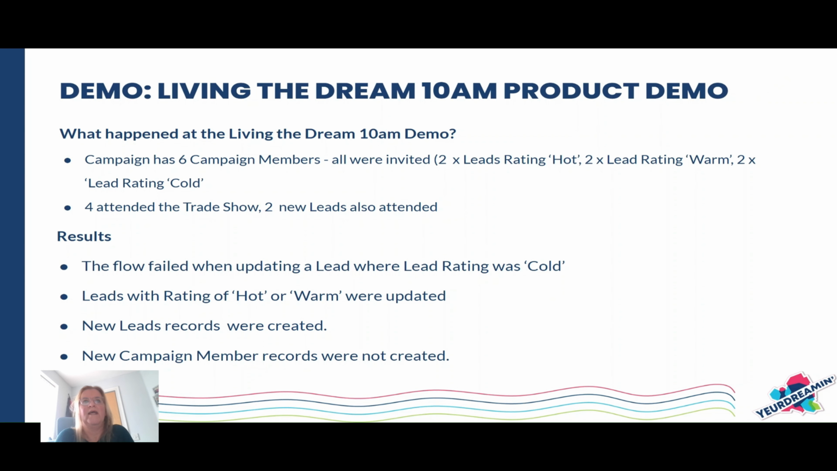Just to recap on what just happened, so there were 6 campaign members assigned to the 10 o'clock demo. Some of them were hot, some of them were warm, and some of them had cold lead ratings. At the actual demo, only 2 attended and there were 2 new leads. So when the flow tried to update the lead record where the lead rating was cold, it failed. However, the leads with a rating of hot and warm were successfully processed. The new lead records were created, but because the flow had failed, the new campaign member records were not created.